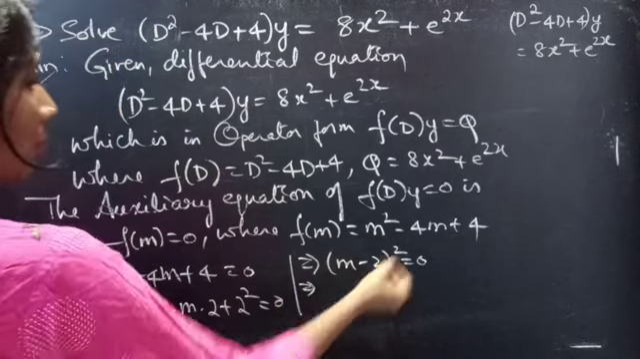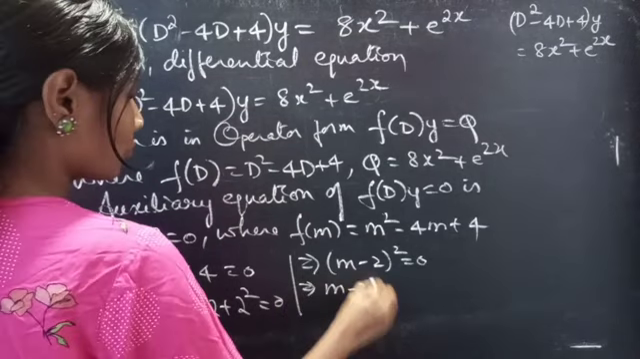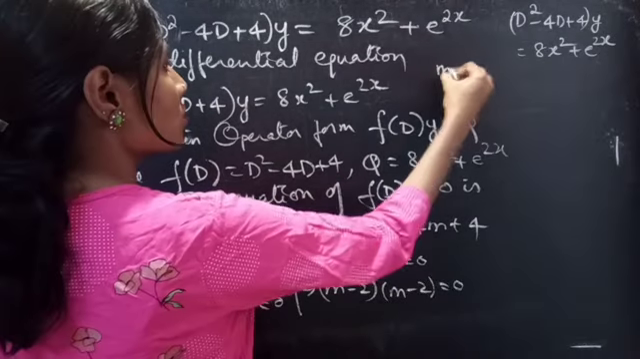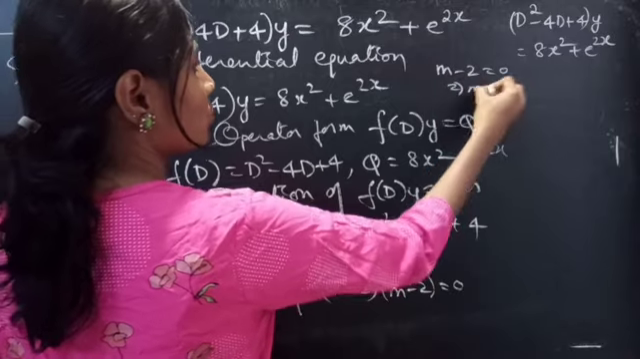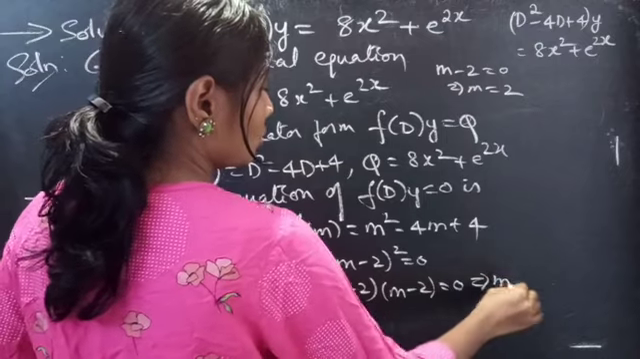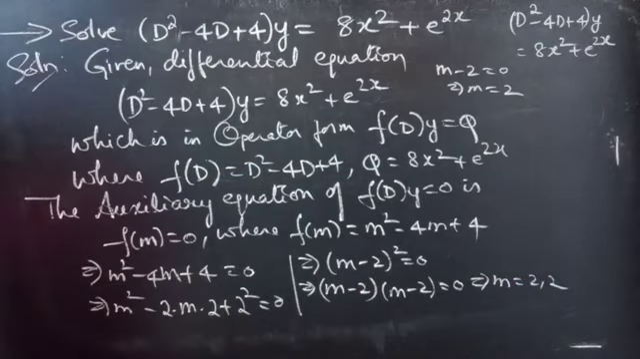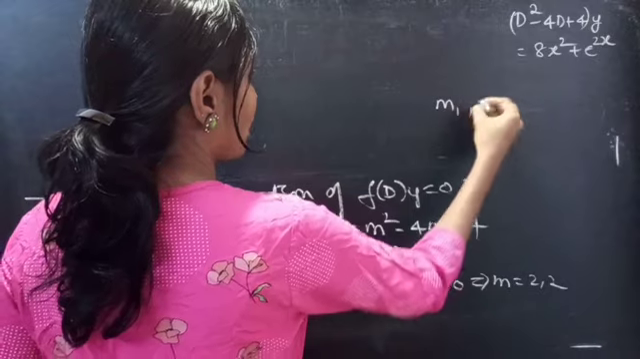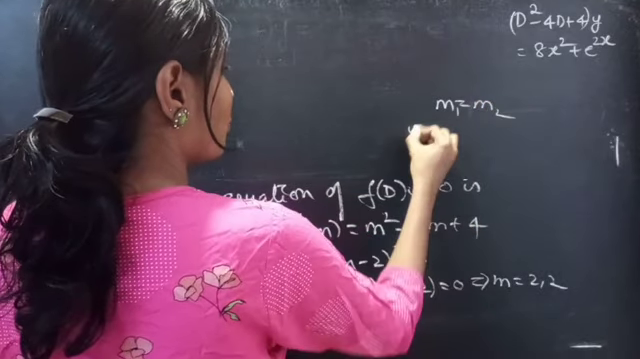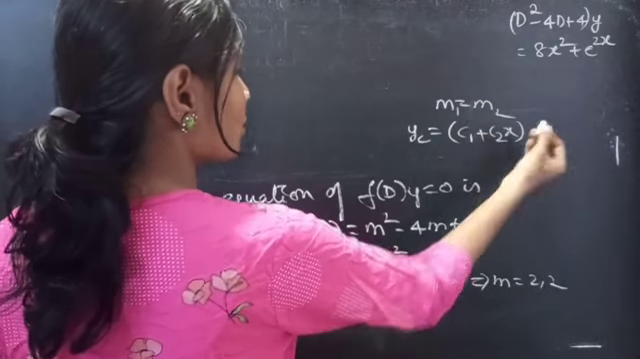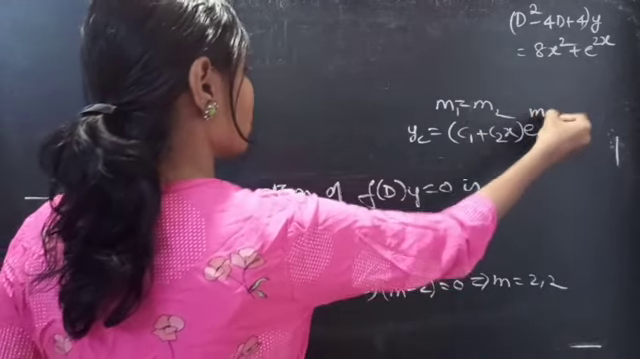Now we can write m minus 2 whole square as m minus 2 into m minus 2. Equate each factor to 0. When m minus 2 equals 0, we'll get m equals 2. Since m minus 2 is repeating twice, we'll get m equals 2, 2. That is 2 equal roots. We know that when 2 roots, say m1, m2, are equal, then our complementary function will have 2 terms under brackets into e power that equal root into x.